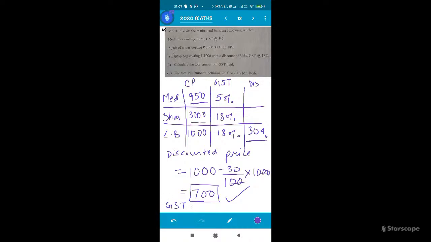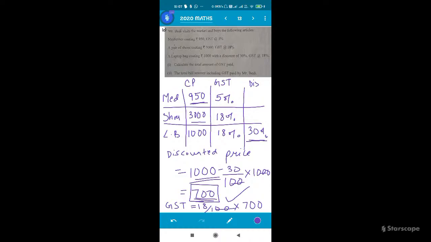So the GST was given as 18%. So 18 by 100 into 700. Why are we taking 700? Because this is the amount after discount. We are not going to take 1000. 1000 was the initial cost, but he has also got a discount of 30%, isn't it? So we are going to take the amount which we have got after applying the discount.